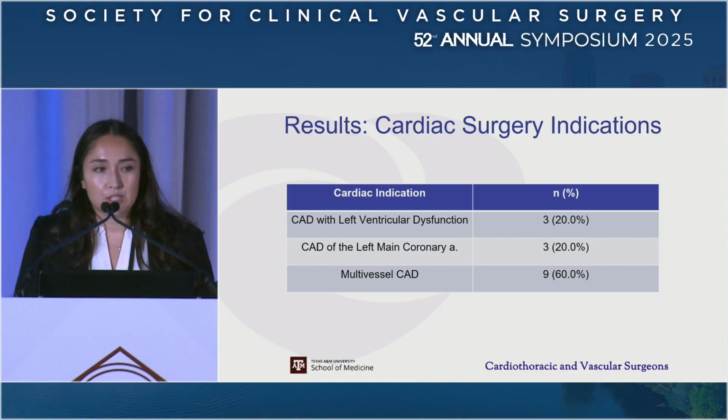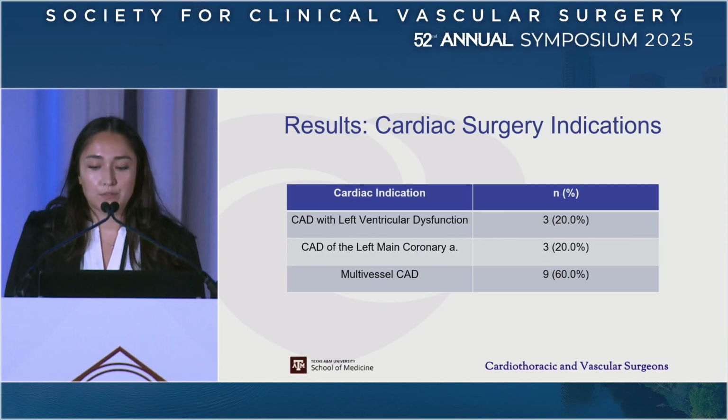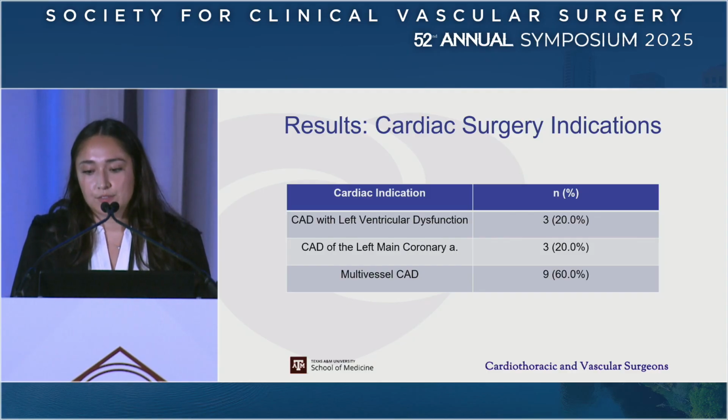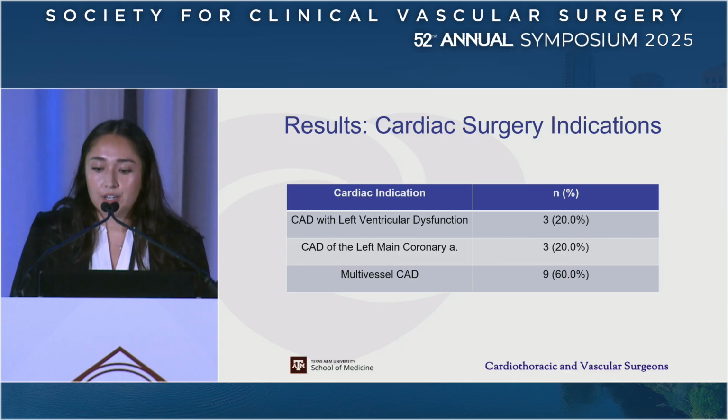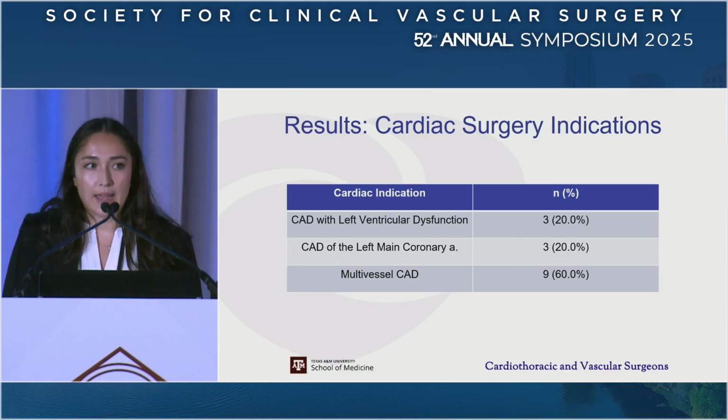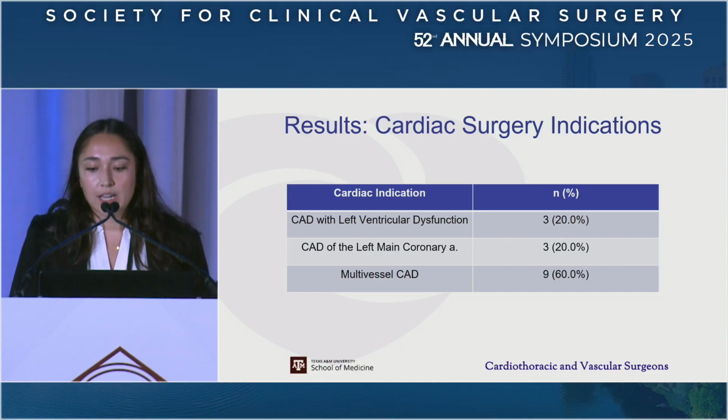All 15 patients underwent coronary artery bypass grafting for coronary artery disease with indications as listed. These patients were selected for same admission TCAR and cardiac surgery because they were either symptomatic, had bilateral carotid stenosis, or their lesions were identified as high risk, which would place them at risk for perioperative stroke.